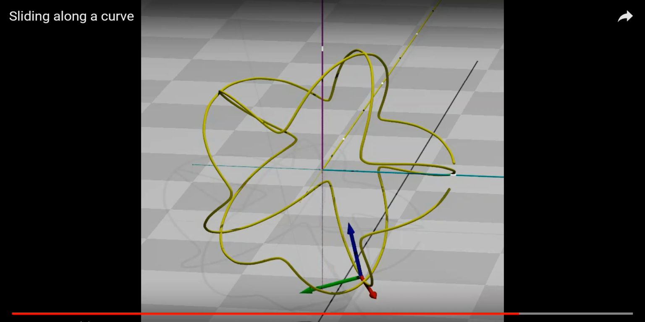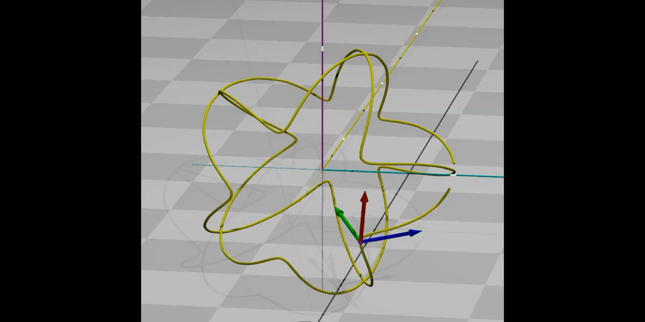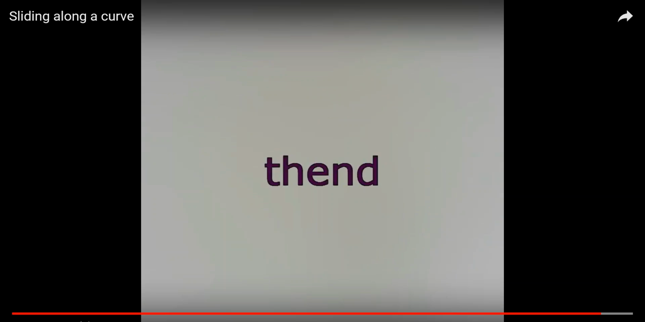The unit normal vector is perpendicular to that, but it's pointing inwards, in towards the center of the curve. And then the binormal vector is perpendicular to those two. So we have those 3 vectors. It's creating a frame of reference for objects as they move around this 3-dimensional space.